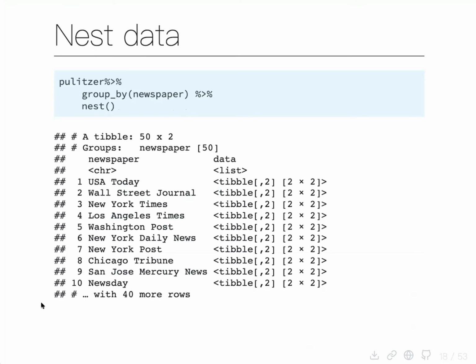All right, so now we're going to nest the data. We're going to take Pulitzers, group by newspaper, and nest. Now we have a list column with just the data for each of these newspapers.